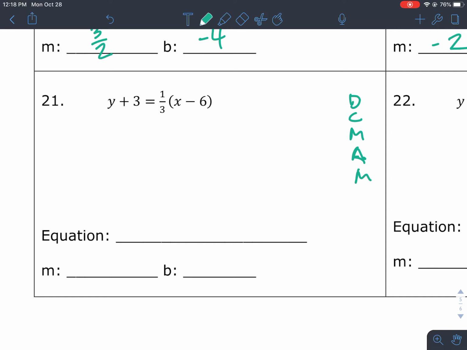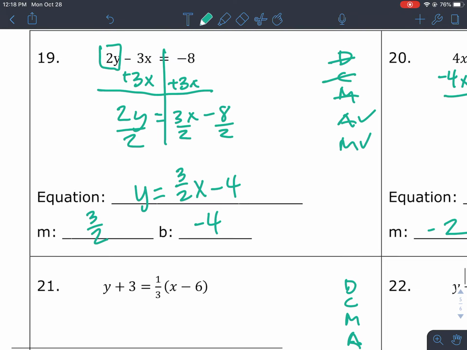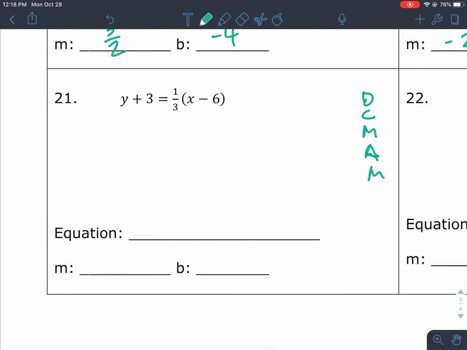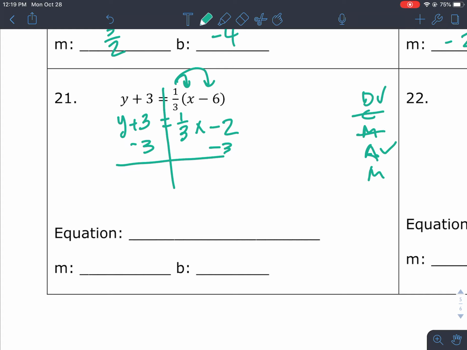21, so it gave it to me in point slope form, whereas the other ones gave them to me in standard form. So I have to do a little extra work, starting with distributing. I'm distributing 1/3 on the inside, and I'm left with y plus 3 equals 1/3 x, and then 1/3 times 6 is 2, so minus 2. I don't need to combine, move, but I do need to subtract 3. And I get y equals 1/3 x minus 5. Here my slope is 1/3, and my y-intercept is -5.